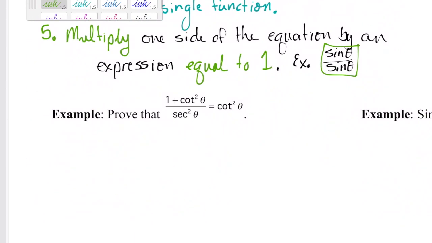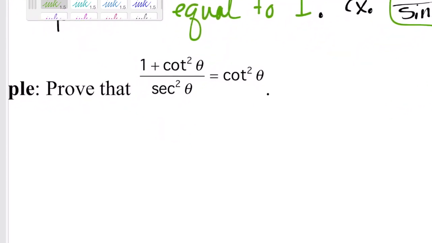So one of the first examples for these: we have 1 plus cotangent squared theta over secant squared theta, and that is all equal to cotangent squared theta.